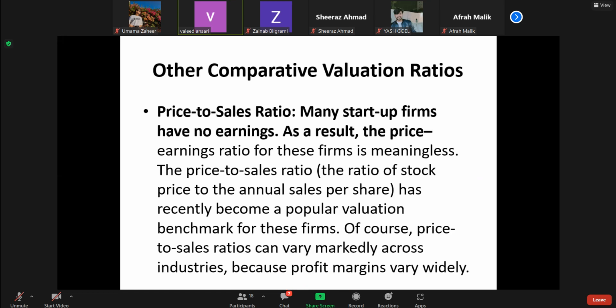Then there are certain companies for which the price earning ratio may be meaningless. What is the price earning ratio for them? They may not have a track record either. So for those companies, the price to sales ratio is taken: the price of a company share divided by the sales. This is also one of the methods for valuation.